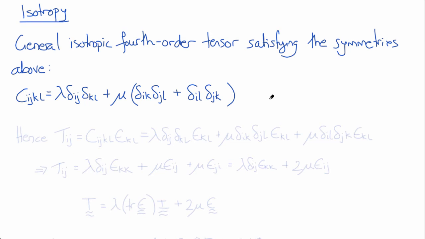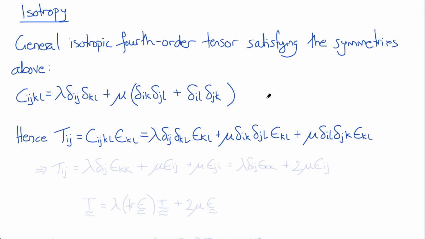Now substituting this into our linear expression for the stress-strain relation, we get Tij equals Cijkl times epsilon kl, which is equal to lambda times delta ij delta kl epsilon kl plus mu times delta ik delta jl times epsilon kl plus mu times delta il delta jk epsilon kl.